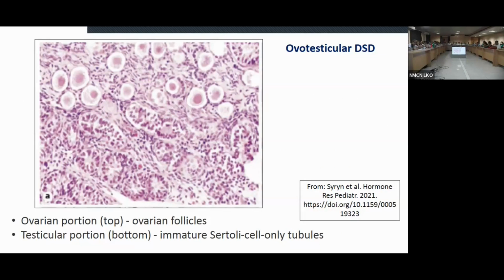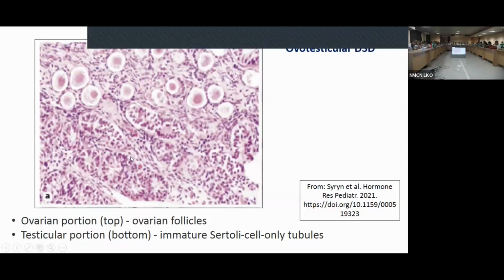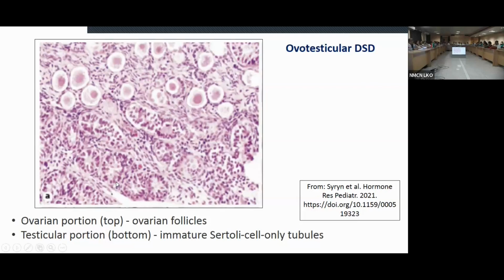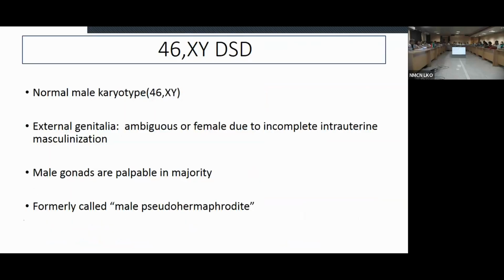So this is what an ovotestis could look like. As you can see here, above you are seeing the ovarian follicles and below you are seeing the immature Sertoli cell only tubules. So this is what an ovotestis would look like, where you have both types of tissues in the same gonad. So that was about the sex chromosome DSDs.